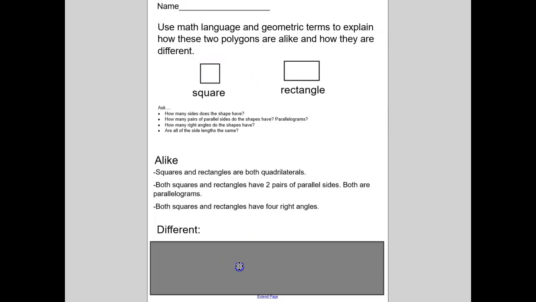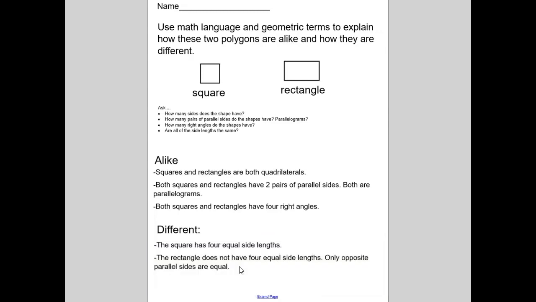That's not a characteristic of rectangles. You will see that on a rectangle, it does not have 4 equal side lengths. This side length is longer than this side length. They're not all equal. But as you know, its opposite side lengths are equal because you know that parallelograms have opposite sides that are equal. Absolutely wonderful job, third graders.